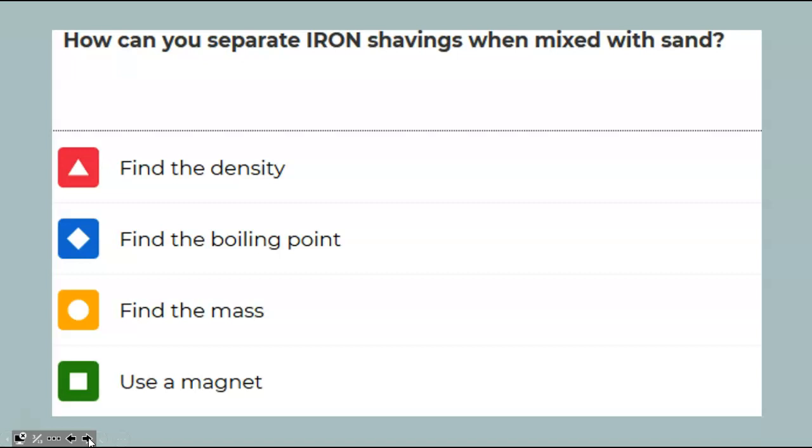How can you separate iron shavings when mixed with sand? Well, anytime you see the word iron, the best thing to do is to use a magnet, because we know that iron is attracted to a magnet.